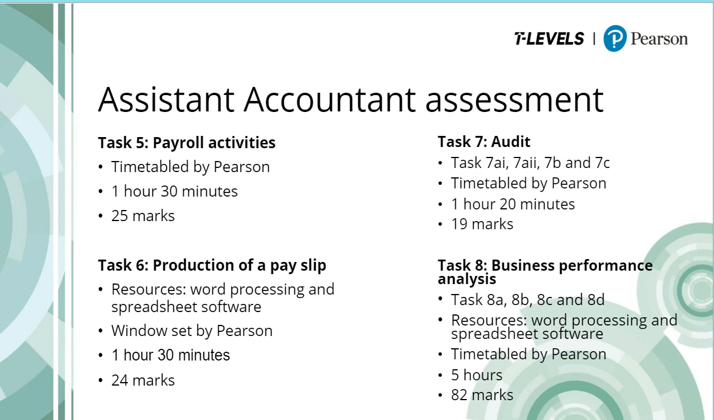Okay, so let's have a look at tasks 5, 6, 7, and 8 now. So task 5 and 6 are linked to performance outcome 5, prepare computations for payroll.